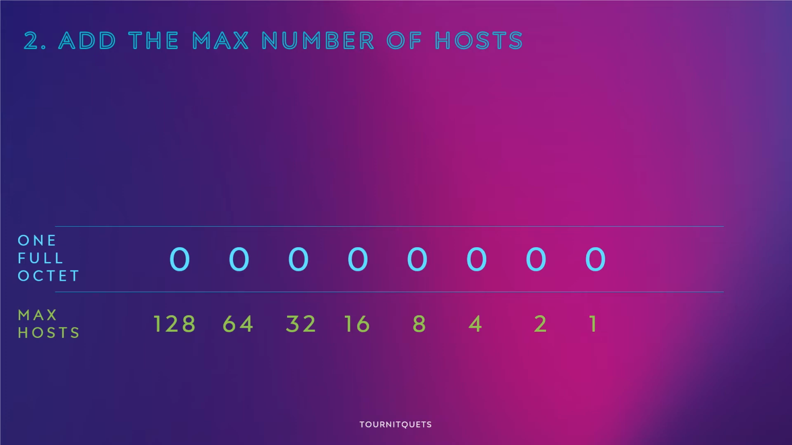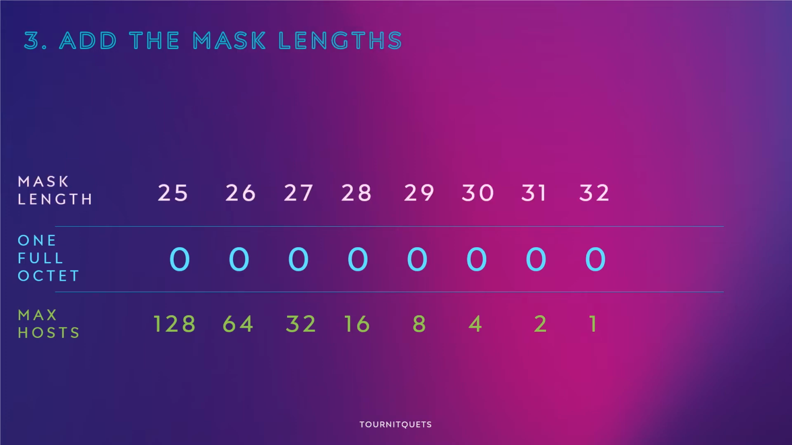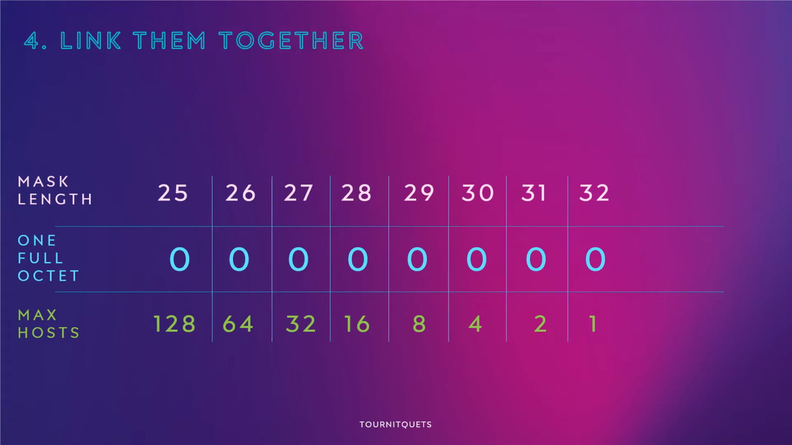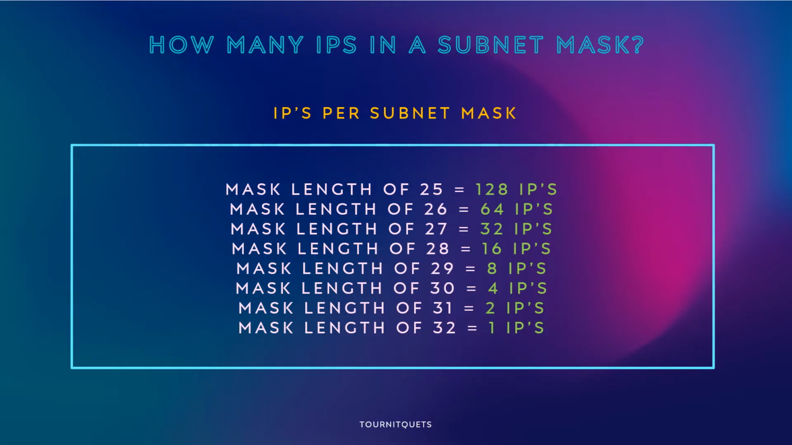Next, you will add the maximum number of hosts under each zero. You will then need to add the mask lengths above each zero. It is a good idea to then separate the octets, hosts, and mask lengths into their respective groups. This will help you ensure that when you are looking at your cheat sheet that you will not inadvertently use the wrong values. In order for you to be able to use this method effectively, you will need to know how many IPs are in each octet, which is vital in figuring out the IP range.